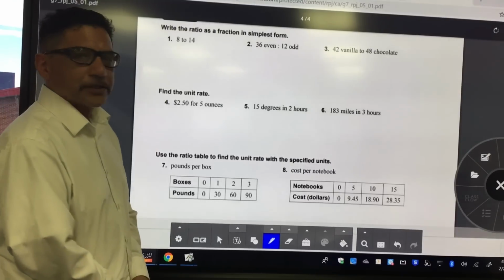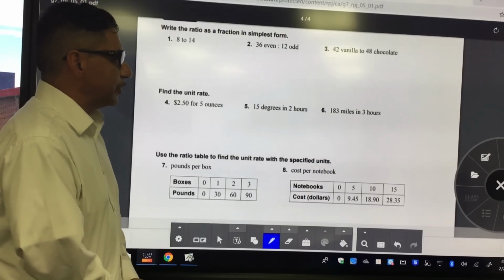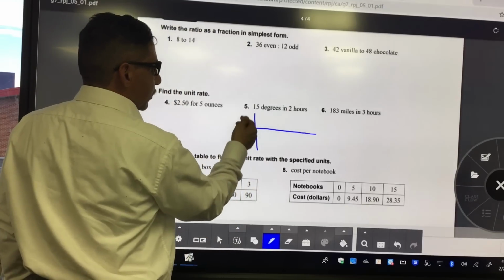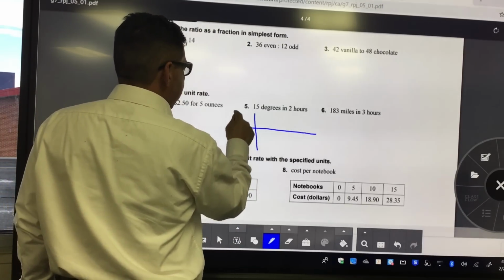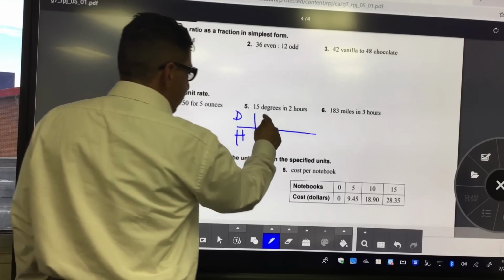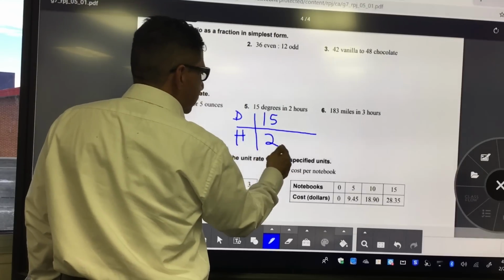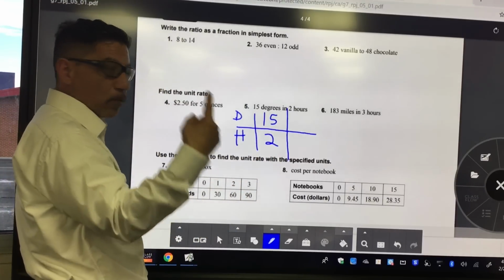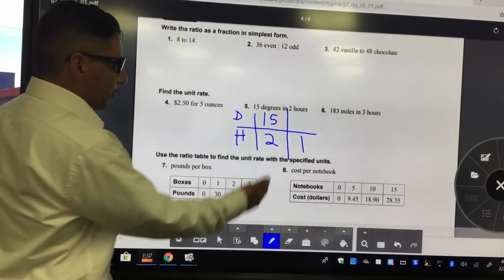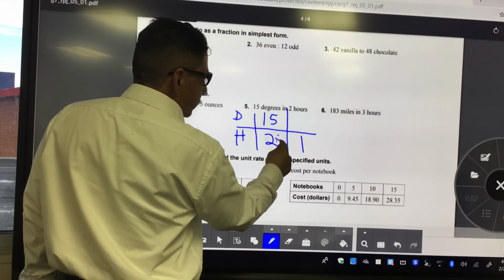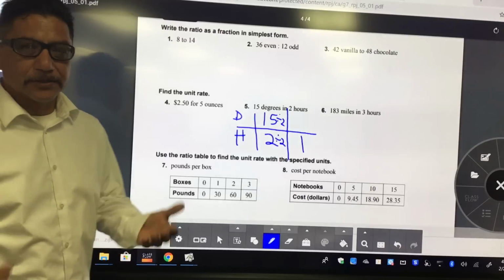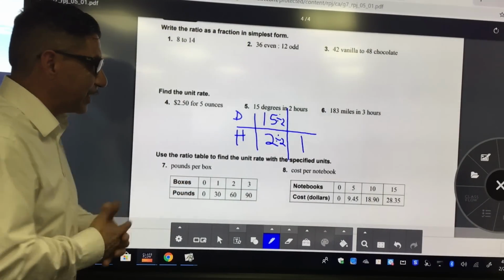Number 5 says 15 degrees in 2 hours. We want to find out how many degrees in 1 hour. So let's set up our table. Okay, on the top, we will put degrees, and we'll put D for degrees. And on the bottom, we will put H for hours. So how many degrees? 15 degrees every 2 hours. And now we're going to find out how many degrees in 1 hour, because again, they're asking for the unit rate. So in 1 hour, how many degrees? So we divide it by 2, because 2 divided by 2 gives us 1. And whatever we do to the bottom, we must do to the top. So we are going to divide the top by 2. Okay, it requires some quick math. 15 divided by 2 gives us 7.5.